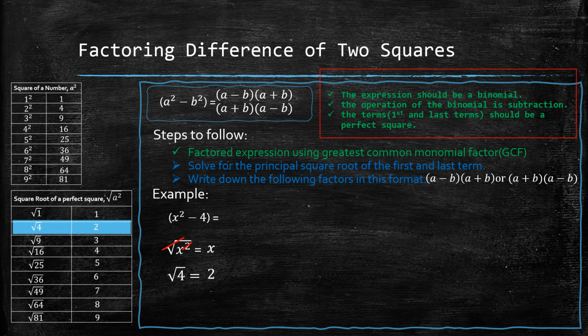So this is now the step 2. Solve for the principal square root of the first and last term. Meaning, the square root of x squared is x. The square root of 4 is 2. So, check na ta sa second step.